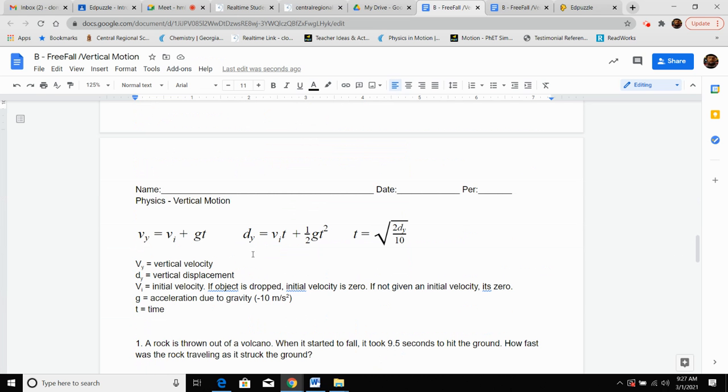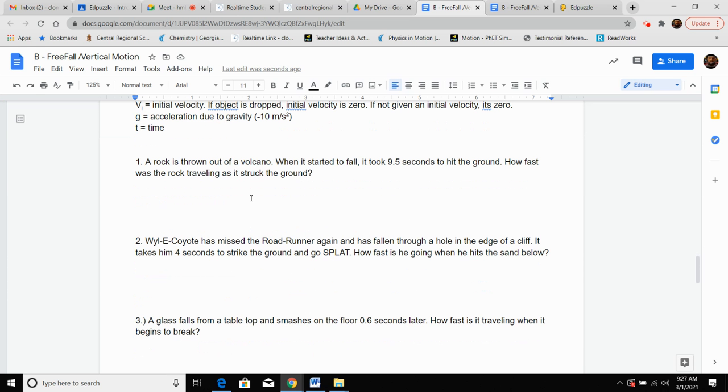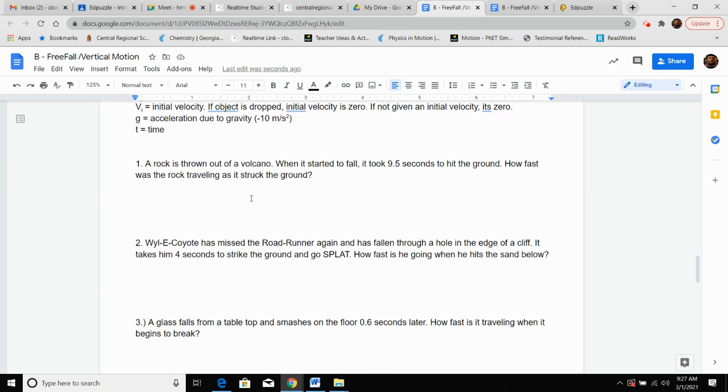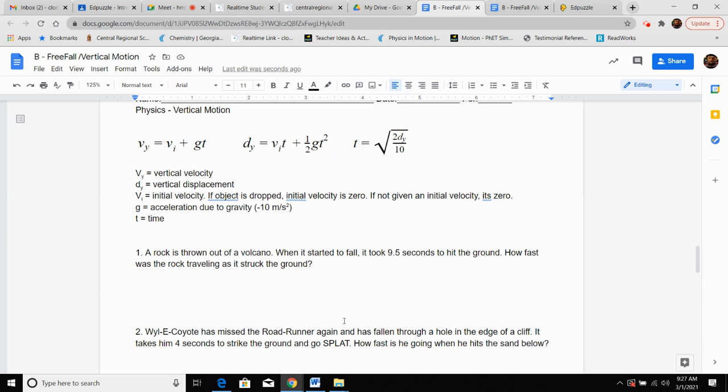Then the homework. This piece here is going to ask you guys to try and figure out what equations to use. So if they're asking you for speed, you're looking for this guy. If they're asking you for how high up it was or how far did it fall, you're looking for this guy. And if they ask you how long it took or how much time, you're using this guy.